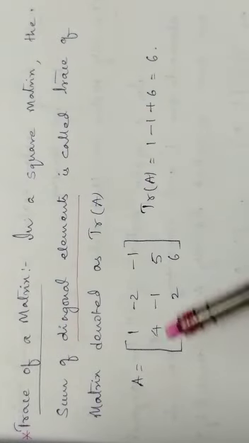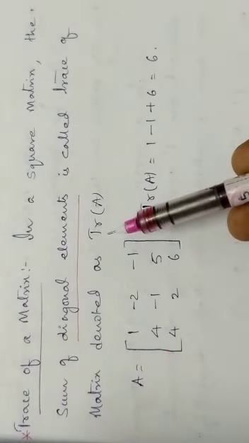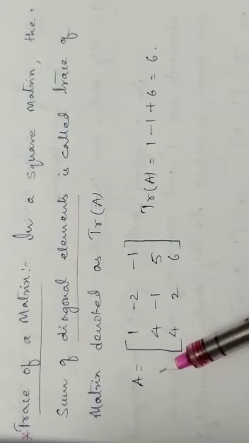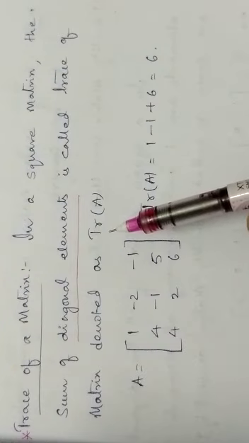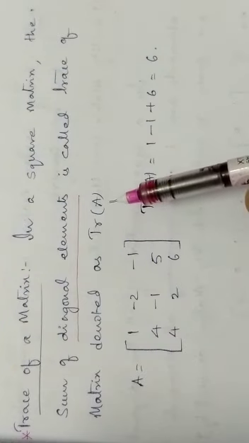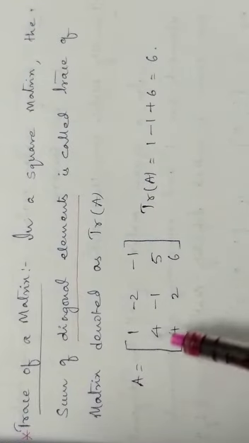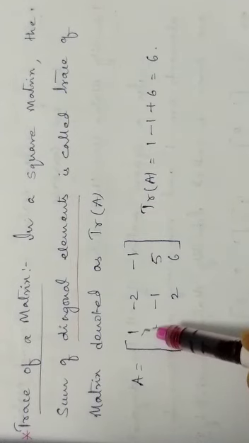If the matrix is named as capital A, then you have to denote it as trace TR of capital A. If the matrix is denoted as capital B, then you have to denote it as trace of B. So, according to the definition, trace means sum of diagonal elements.